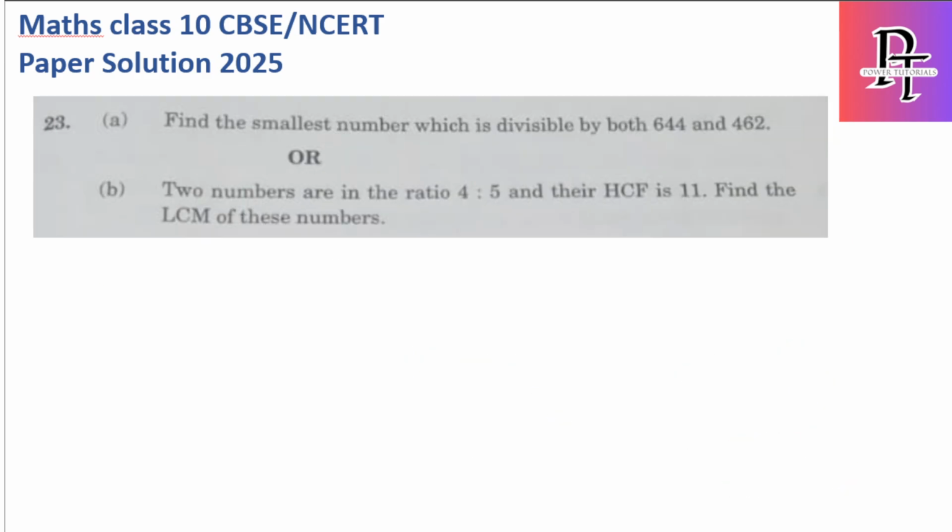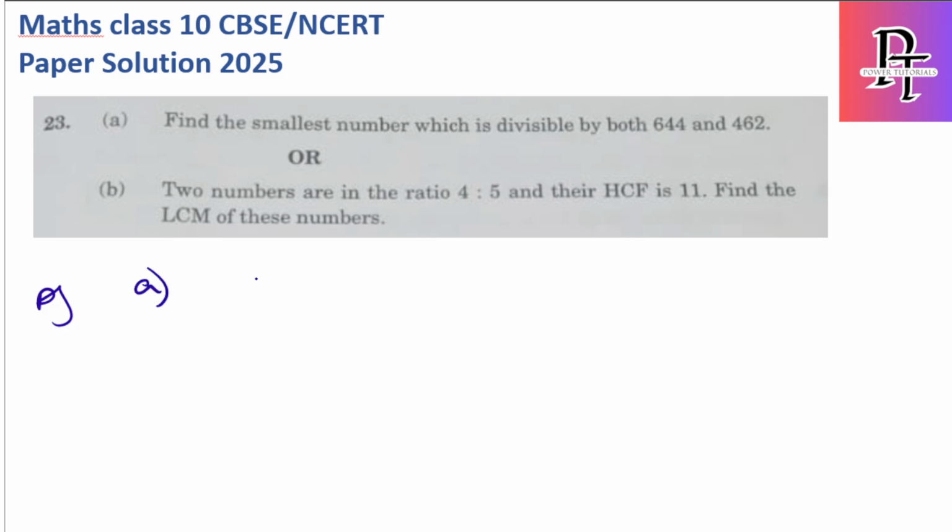Okay, next move to the 23rd. Here we have 2 options, either you can solve A or B. If I were in your position, I would definitely choose option B, because in the A part we need to find the factors and then find the LCM, so it is a little lengthy compared to the one below. But still I will solve both the questions here.